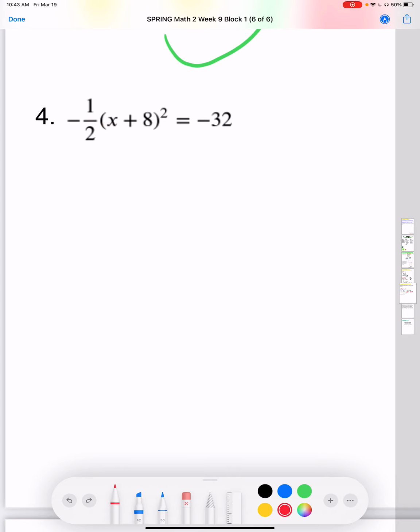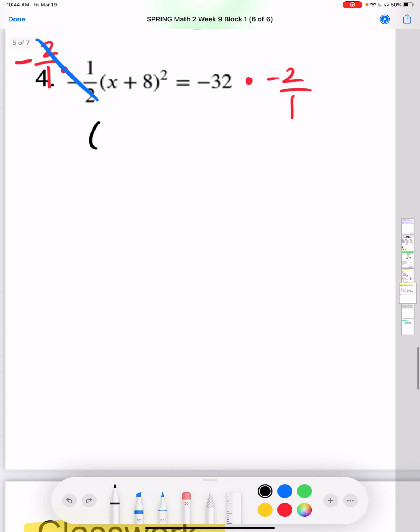Now, a way that you can get rid of a fraction is to multiply by its reciprocal. So I'm going to multiply by 2 over 1, but I'm also going to multiply by a negative to cancel out with the negative that's already there. If I do it to one side, I have to do that to the other side. So let's multiply this entire fraction and the negatives cancel out. I'm left with x plus 8 squared is equal to, and then multiply that on the right-hand side. Now the over 1 doesn't bother us because that's just going to give us a whole number. Negative times a negative is a positive, and then 32 times 2 is 64.